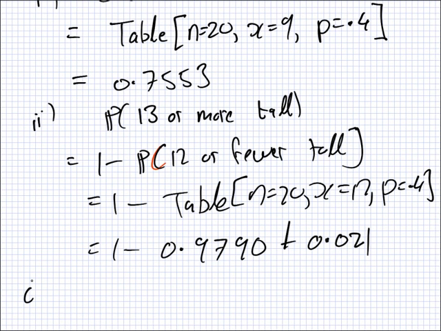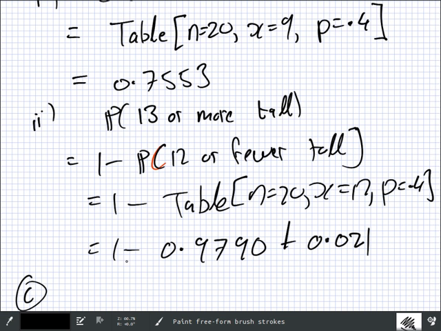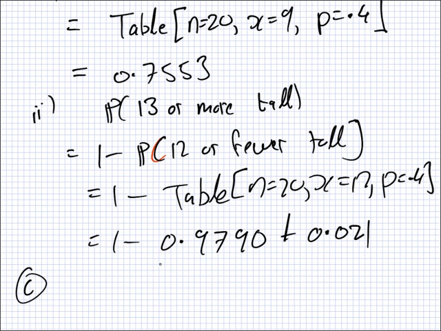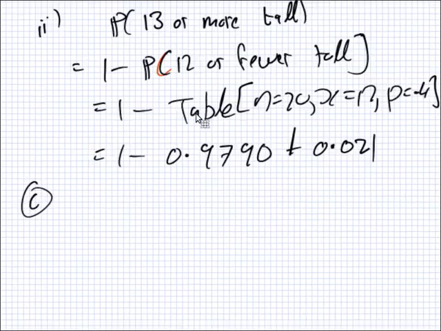C. The mass of packets of tea follows a normal distribution with mean 480 and standard deviation 8. Find the proportion of packages which are below 466. Okay. Come on. What's going on here? Alright, C.